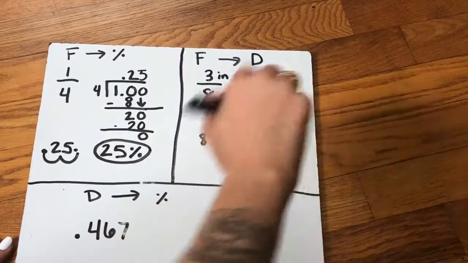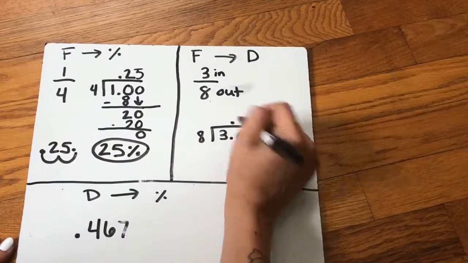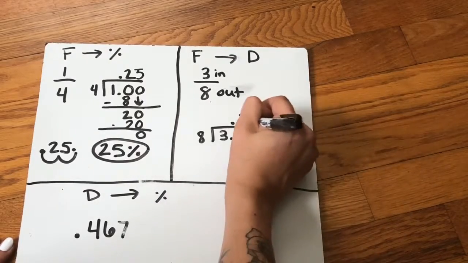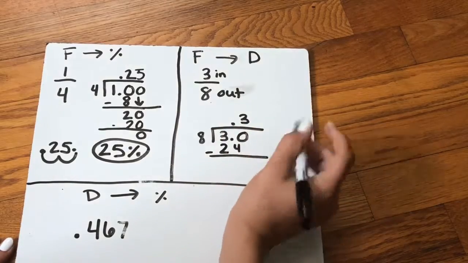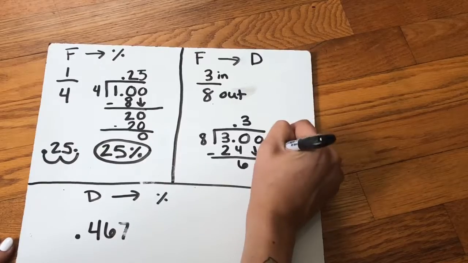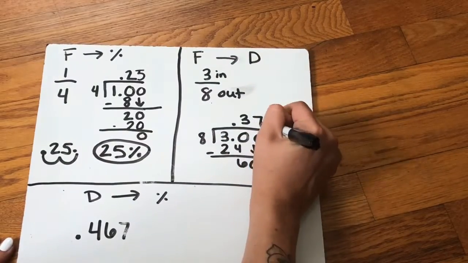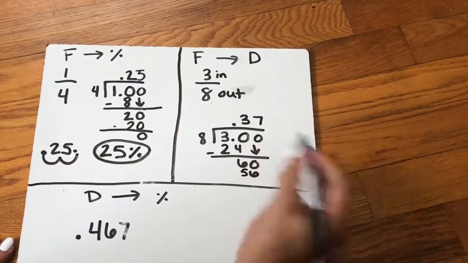8 cannot go into 3, so I need to do my decimal and add a 0. Put that decimal at the top. 8 can go into 30 3 times. 8 times 3 is 24. I'm gonna subtract. I'm left with 6. I'm gonna keep going. I'm gonna bring my 0 down. 8 goes into 60 7 times. 8 times 7 is 56.